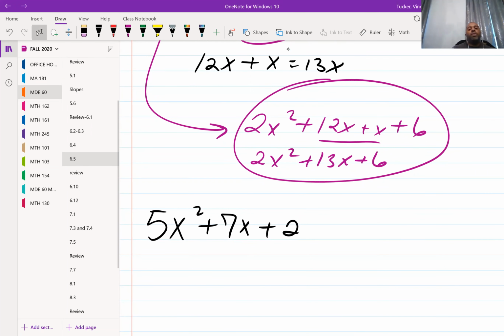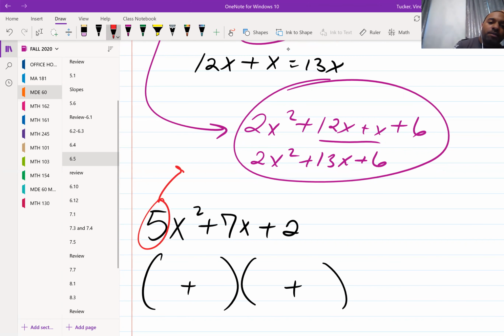So we have 5x squared plus 7x plus 2. This one's kind of similar to the first one, though. So in your parentheses, both of our signs are supposed to be plus. Looking at factors of 5, 1 times 5. Factors of 2 is just 1 times 2. So we only have one choice in each case this time. So it's all about putting them in the right order.